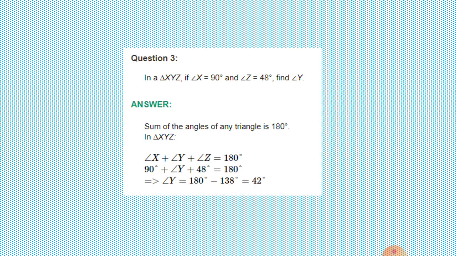In triangle XYZ, if angle X is equal to 90 degrees and angle Z is equal to 48 degrees, find angle Y. Same method: the sum of the angles of a triangle is 180 degrees. Angle X plus angle Y plus angle Z is equal to 180 degrees. So 90 degrees plus angle Y plus 48 degrees is equal to 180 degrees. Adding 90 degrees plus 48 degrees gives 138 degrees. 180 degrees minus 138 degrees, angle Y is equal to 42 degrees.